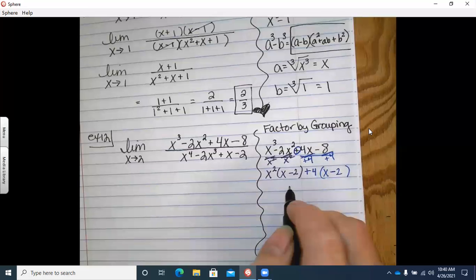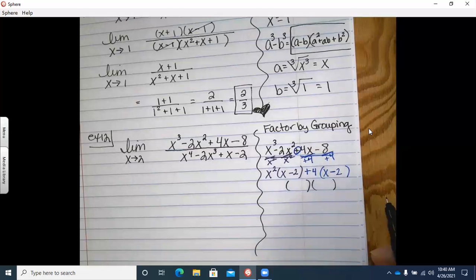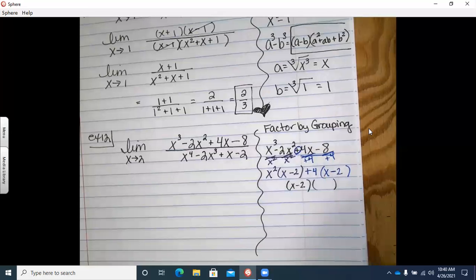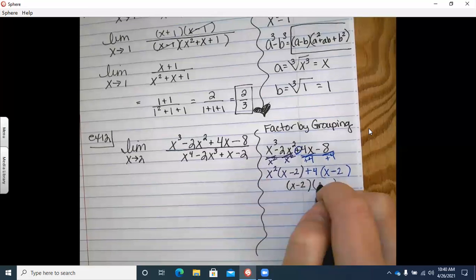Make 2 sets of parentheses. What is identical is a common factor to both groups, so we factor it out. That's why it's only written once, because it's the GCF of both of those groups. What's left on the outside, the x squared and the positive 4, you group together in the other set.